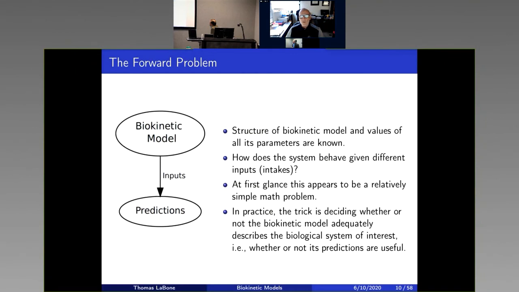So the forward problem, this is the problem that the practitioner deals with. We're given the structure of the biokinetic model, the values of all the parameters are given, and we want to know how the system behaves for different inputs, basically different intakes or uptakes. At first glance, this is a relatively straightforward math problem. There's really no modeling here. But when you go to do this, the trick is deciding whether or not this biokinetic model adequately describes the biological system of interest, whether its predictions are useful or not, whether we're doing a regulatory analysis or a compensation analysis.